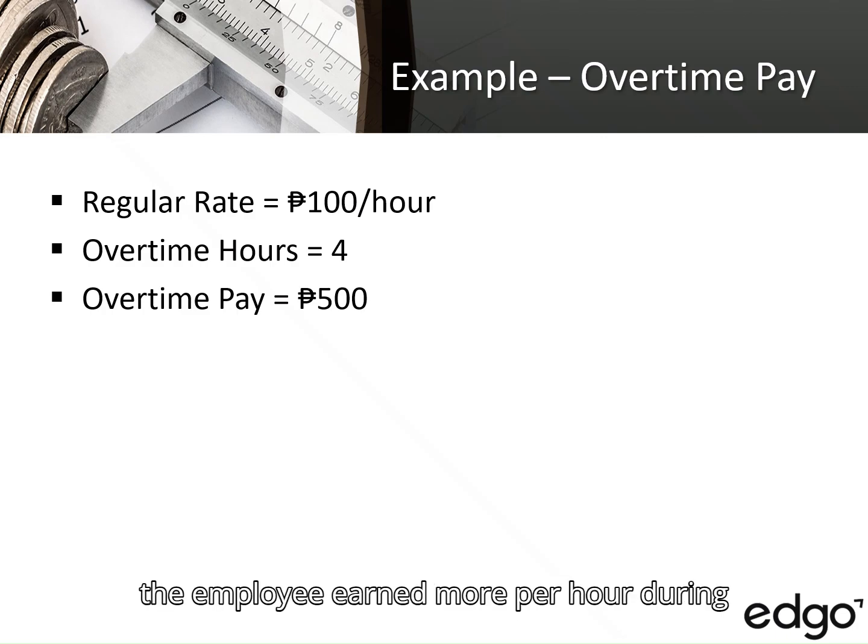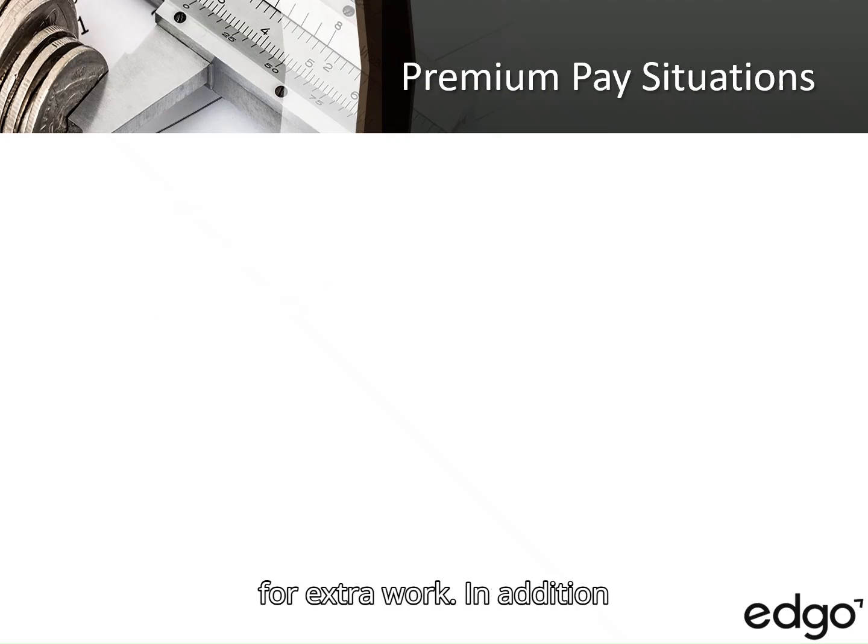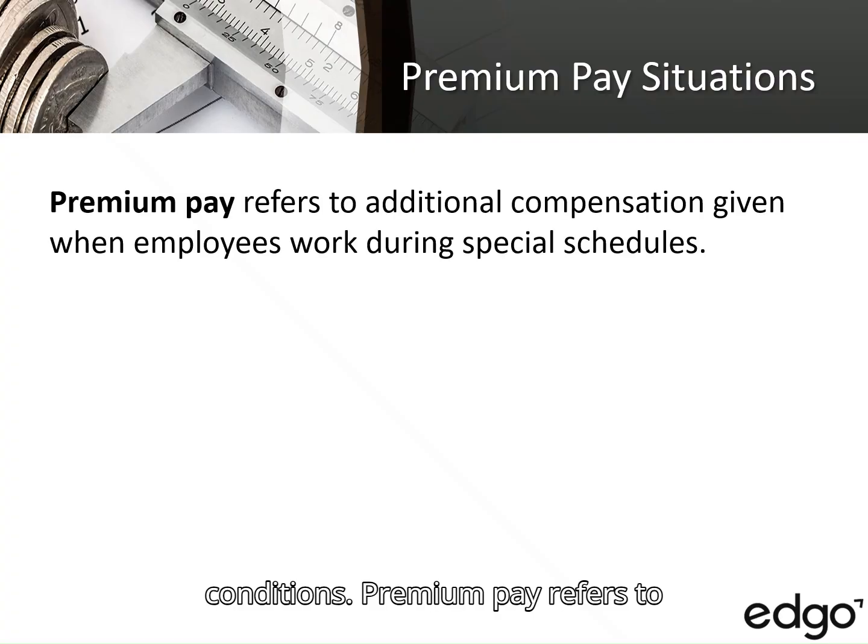Notice that the employee earned more per hour during overtime work than during regular work hours. This is the purpose of overtime pay, to provide additional compensation for extra work. In addition to overtime pay, employees may also receive premium pay under special working conditions. Premium pay refers to additional compensation given when employees work during special schedules.